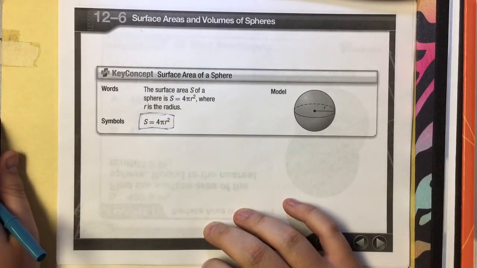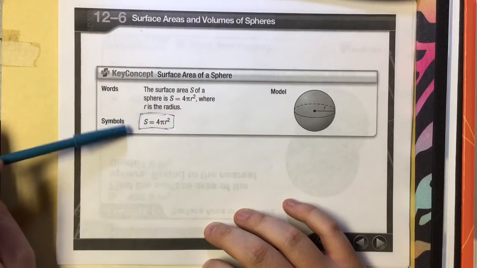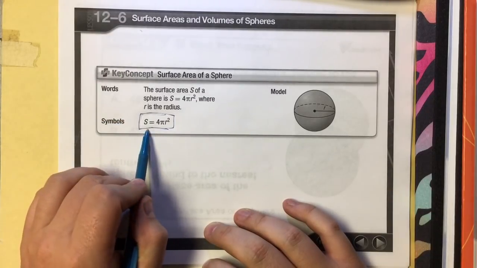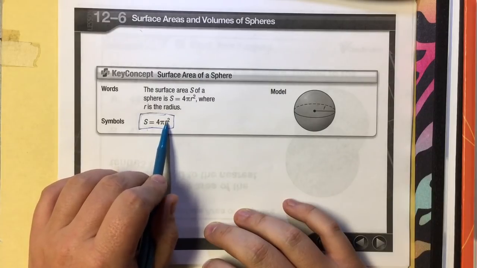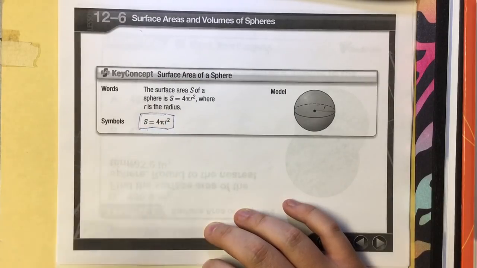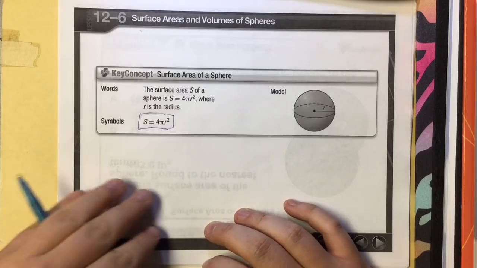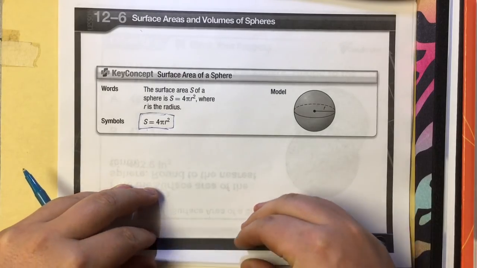Just like all the other formulas we've been doing, that is not something you need to have memorized, but it says our surface area is equal to 4 times pi times the radius squared. 4 pi r squared for the surface area of a sphere.